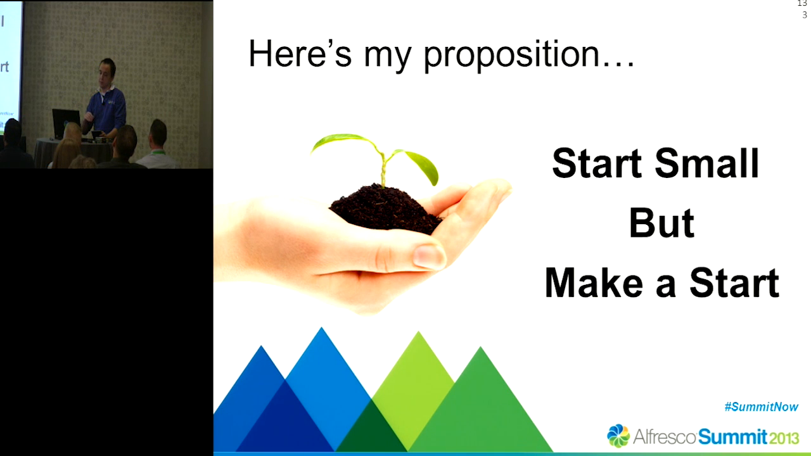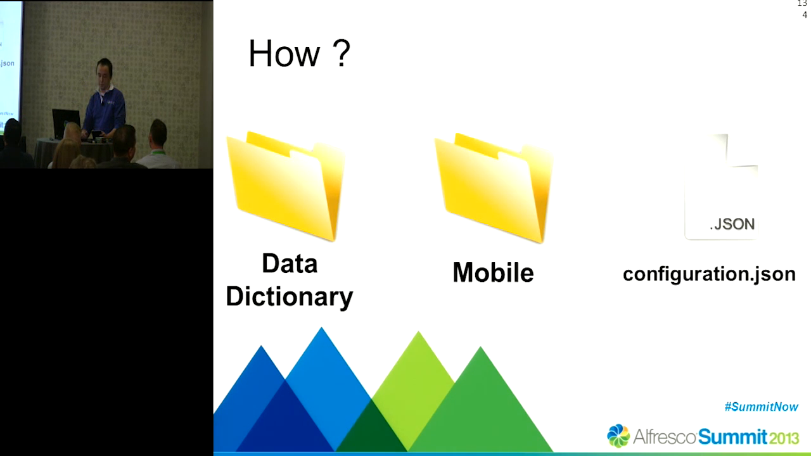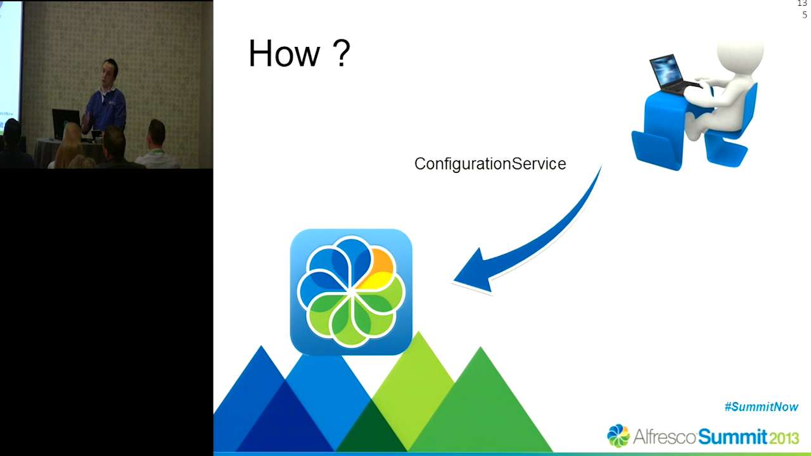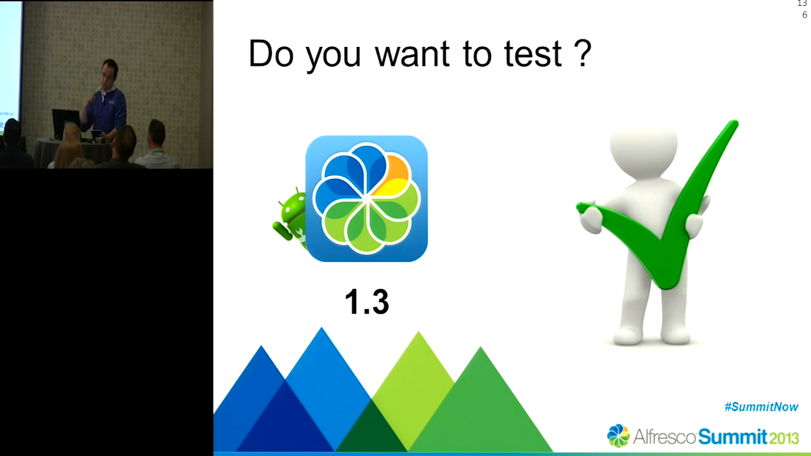My proposition is divided into two components. First, on the server side, let's start with one single file, a JSON file. Because, as you may know, JSON is a mobile-friendly format. This file will contain all the information to change the mobility experience. Second, on the application side, I want in the Alfresco mobile application a configuration service responsible for dealing with the information contained inside the configuration file.